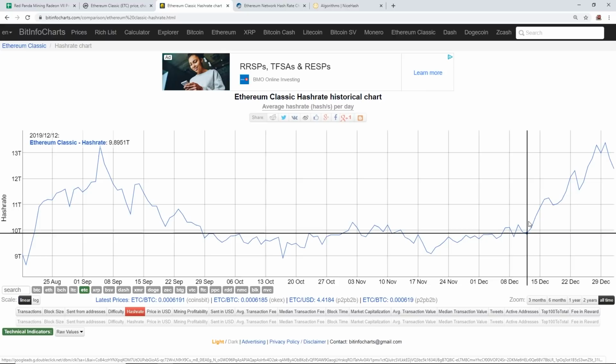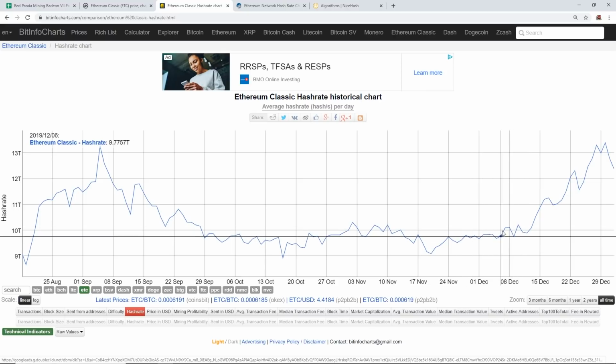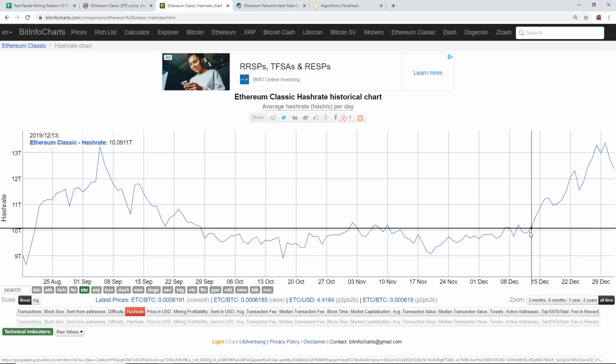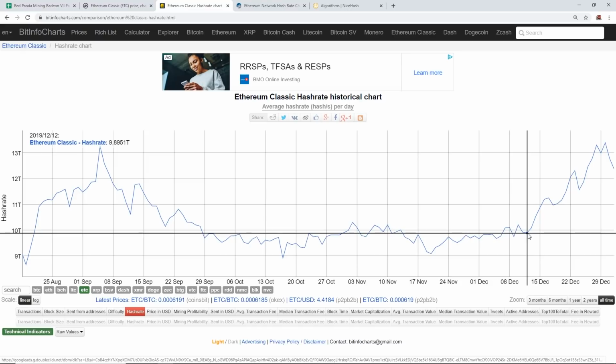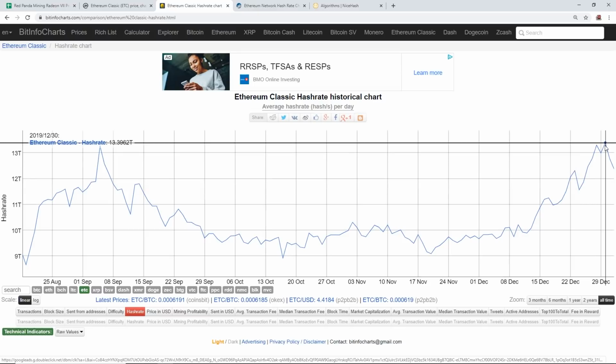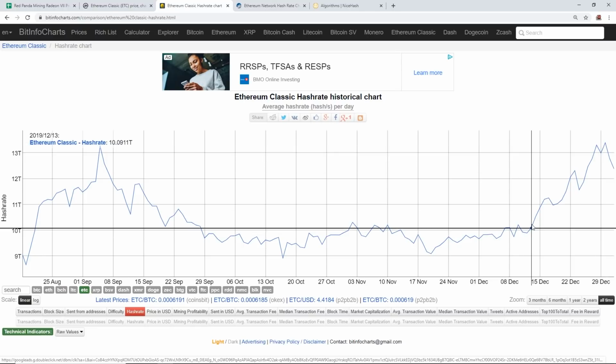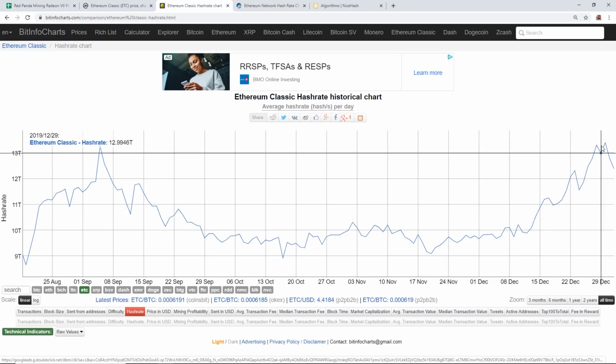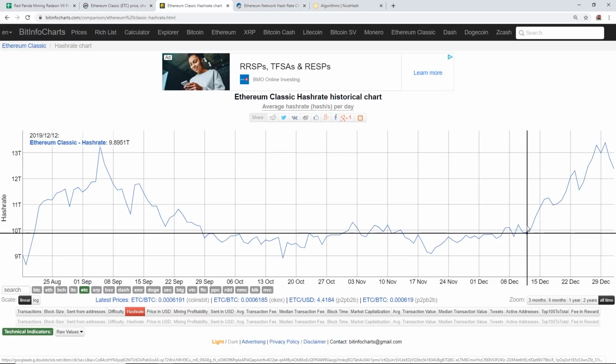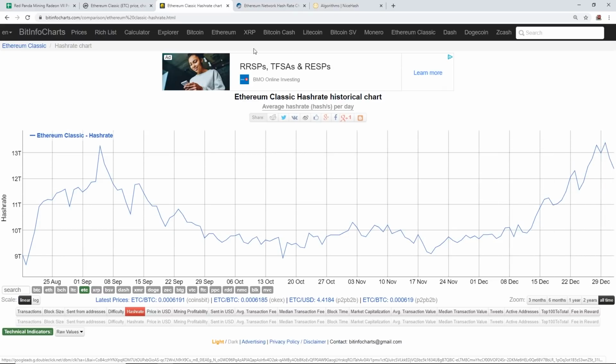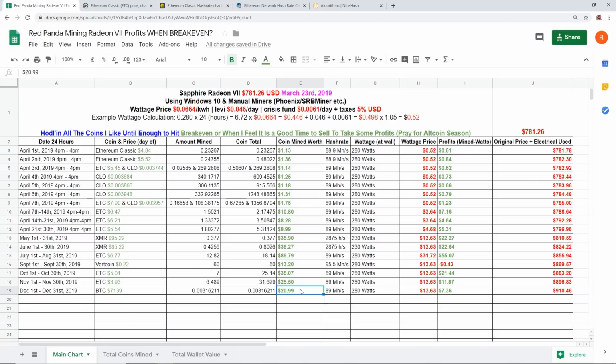Another funny thing is that the Ethereum Classic hash rate in December has gone up considerably. On December 12th, we can see that the hash rate was 9.8 terahash. And then by the end of this year, December 30th, it's at 13.3 terahash per second. So wow, that's a lot. That's probably about a 33% rise, if that's a correct calculation. That accounts for the profitability of Ethereum going up and Bitcoin going down, and that's what happens to this number here.